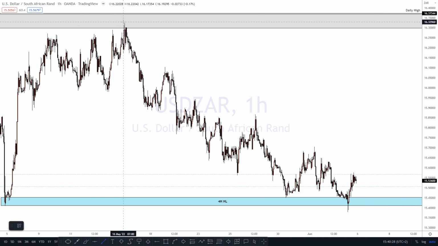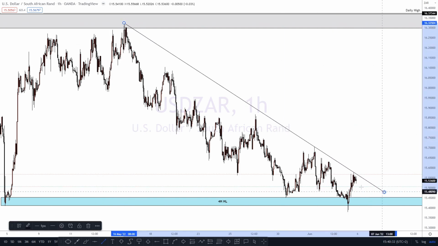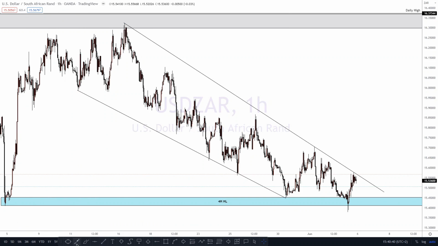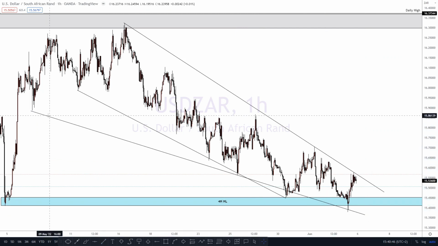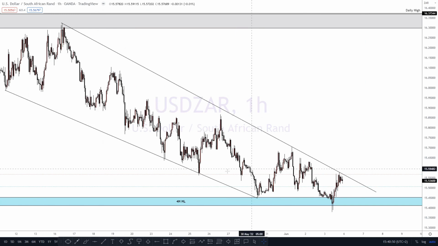On the 1H structure, we are seeing that we have a bit of a falling channel, if I'm not wrong. Another person might see it as a falling wedge, but I'm looking at it as a falling channel. Either way, it doesn't really make much of a difference.